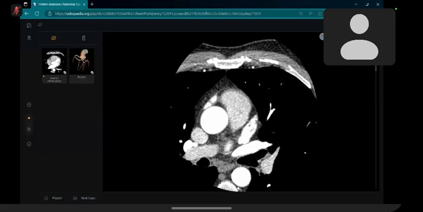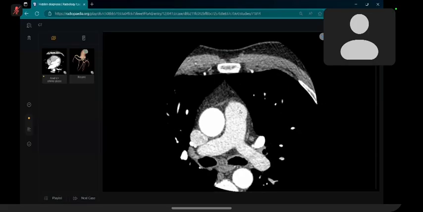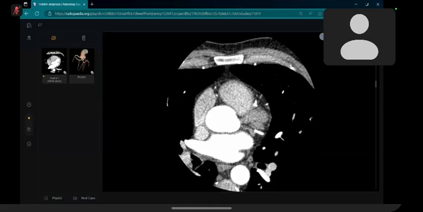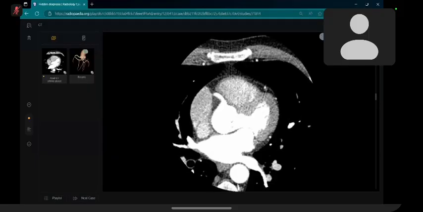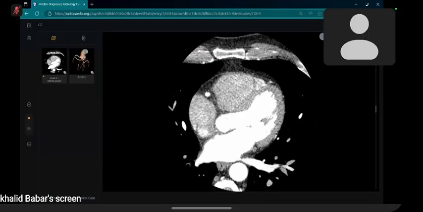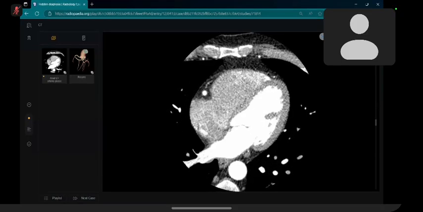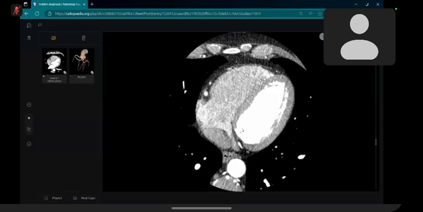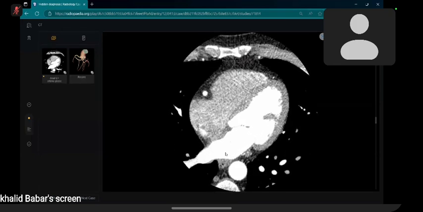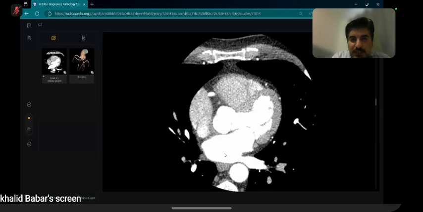Sir, as I scroll further, there is normal opacification seen, and sir, I cannot appreciate the complete arch. I will look at it once again. This is the left ventricle. Okay. Carry on. Well done. Thank you.